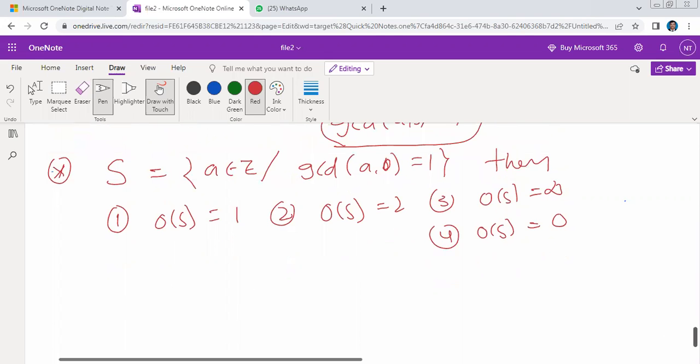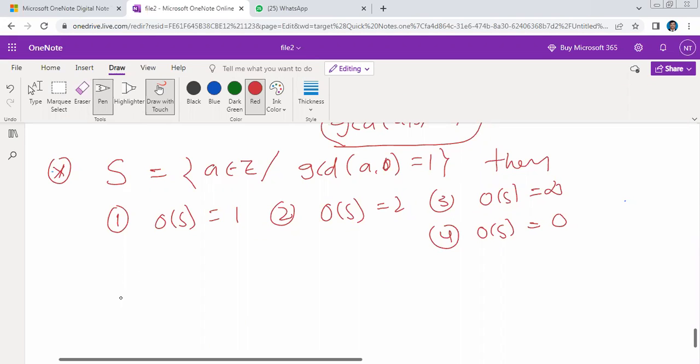Why? Because a belongs to Z, but the GCD of any number a comma 0 is not 1. The GCD of 3 comma 0 is 3. Right, that is why mod a equals 1 is the only correct case, so a equals plus or minus 1. Yes, exactly correct.